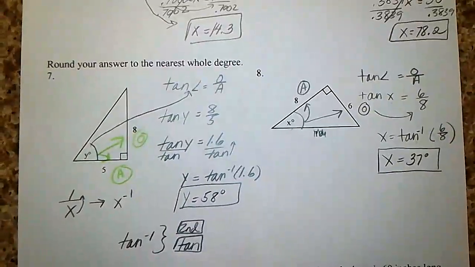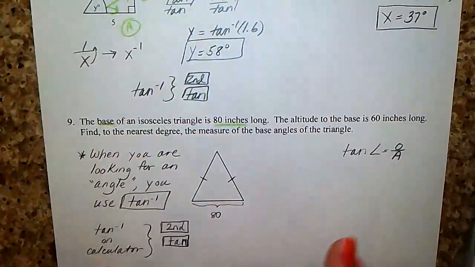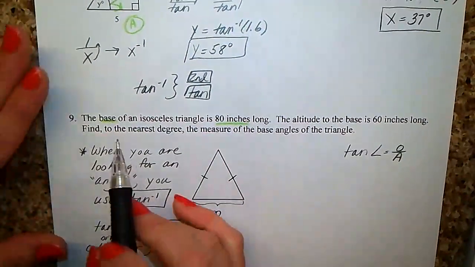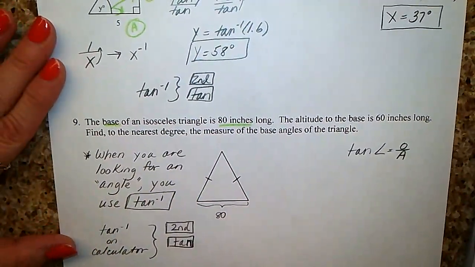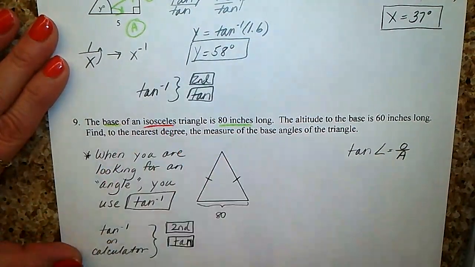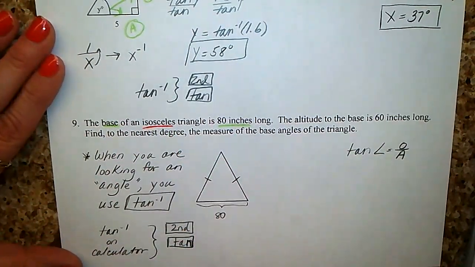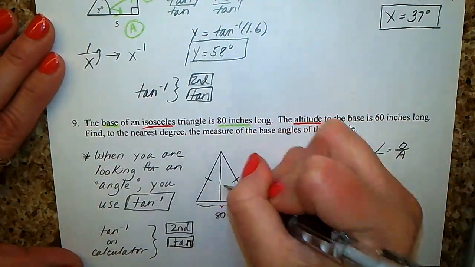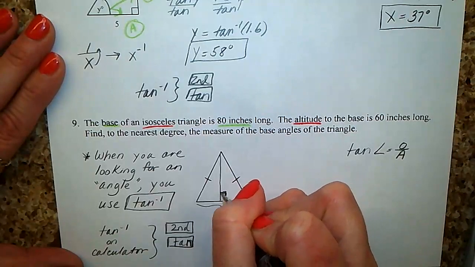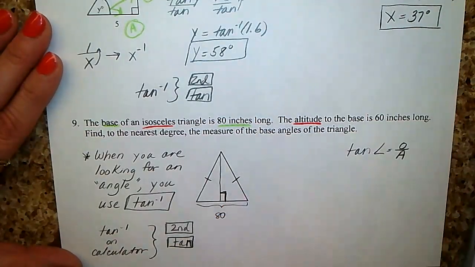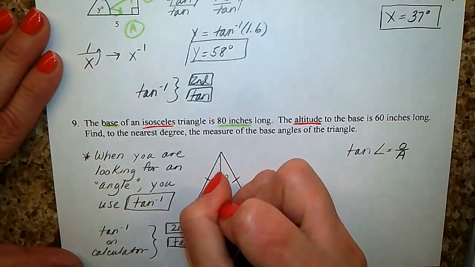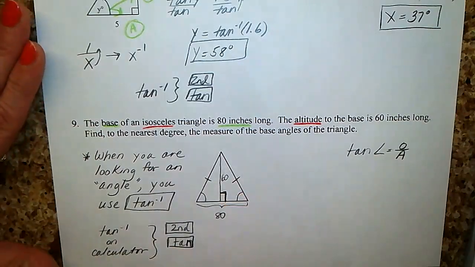Okay, let's take a look at the bottom example. In the very bottom example here, you see that it says the base of an isosceles triangle. Okay, key word is isosceles there, so we know these two sides are equal. Okay, it's also asking us about the altitude. Now, the altitude is the length that drops down at a 90-degree angle, right? We learned about that. And it says the altitude to the base is 60. So this measurement right here is 60. Find to the nearest degree the measure of the base angles of the triangle. So that means these are the base angles in our isosceles triangle.